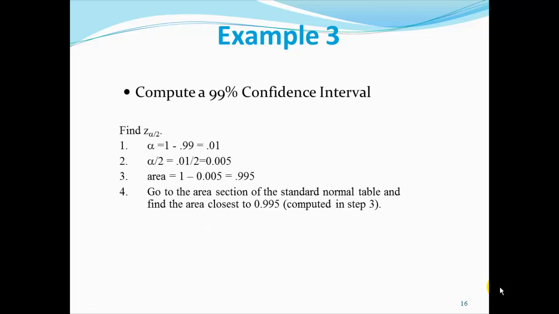In computing z alpha over 2 for a 99% confidence interval, you should have computed alpha as 0.01, alpha divided by 2 as 0.005. The area that you should look up in the chart should be 1 minus alpha over 2, or 1 minus 0.005, which equals 0.995. You should then have gone to the standard normal table to try to find the area as close as possible to 0.995.